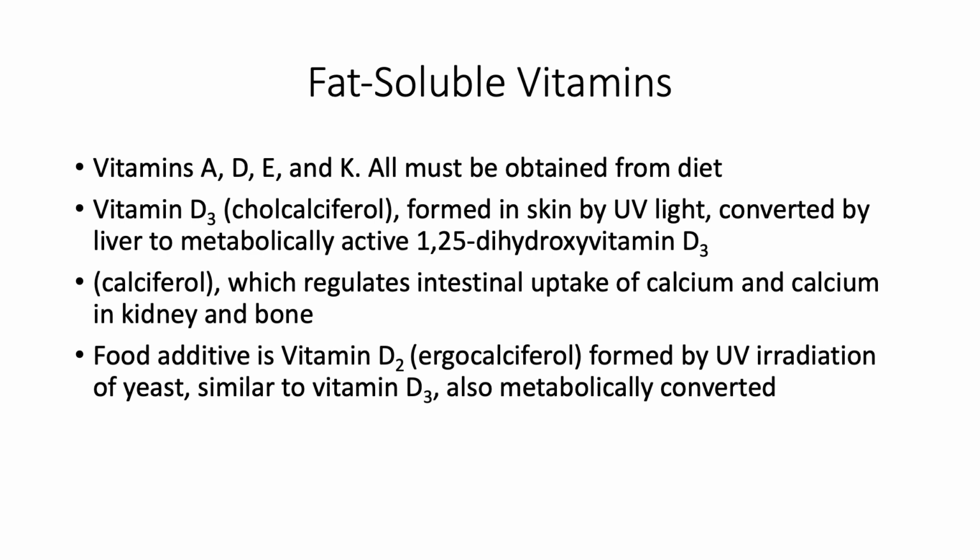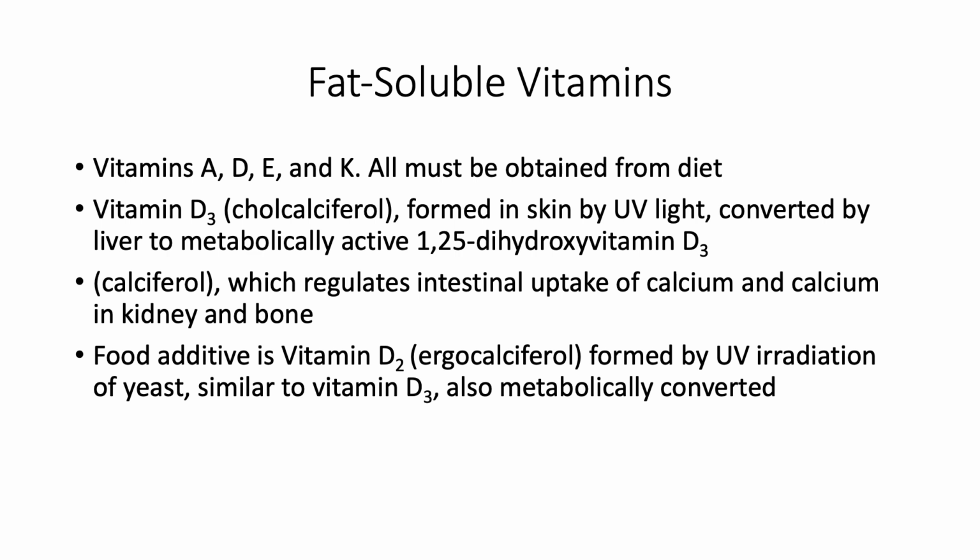So the fat-soluble vitamins, there are 4 of them, vitamins A, D, E, and K, and all of these must be obtained from the diet. We don't make those. Vitamin D3, cholecalciferol, is formed in skin by ultraviolet light and converted by the liver to the metabolically active 1,25-dihydroxyvitamin D3. This active entity regulates intestinal uptake of calcium and calcium in kidney and bone.